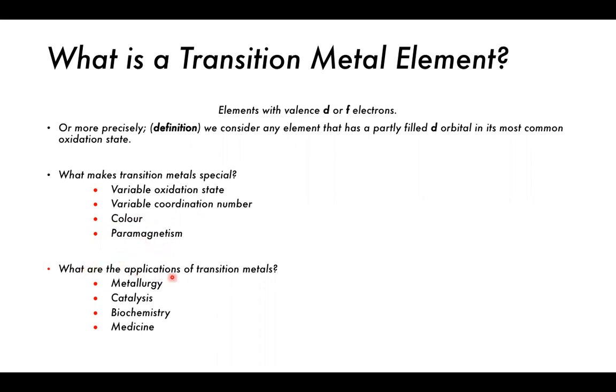So what are the applications of transition metals? There are many. Some of them are in metallurgy, in catalysis, as I've mentioned, and in biochemistry. Iron complexes form an important part of hemoglobin in the body. Magnesium in plants is also very important, although magnesium is not really a transition metal in that instance. And then medicine: one of the most common anti-cancer treatments is cisplatin, a platinum transition metal complex.